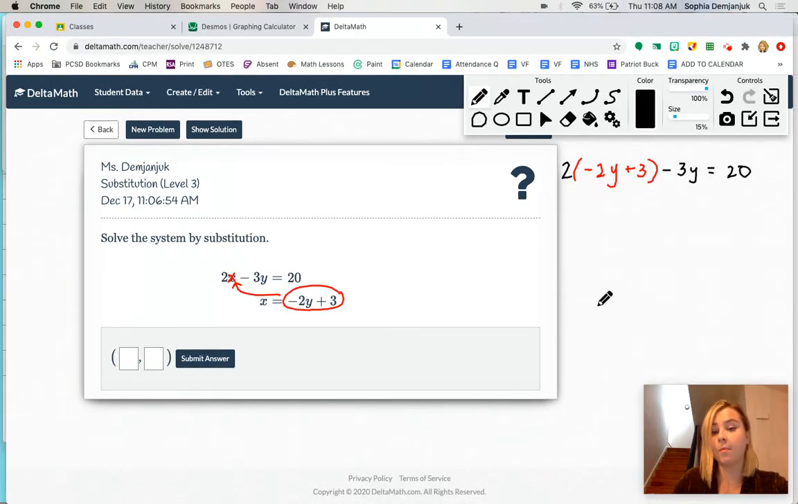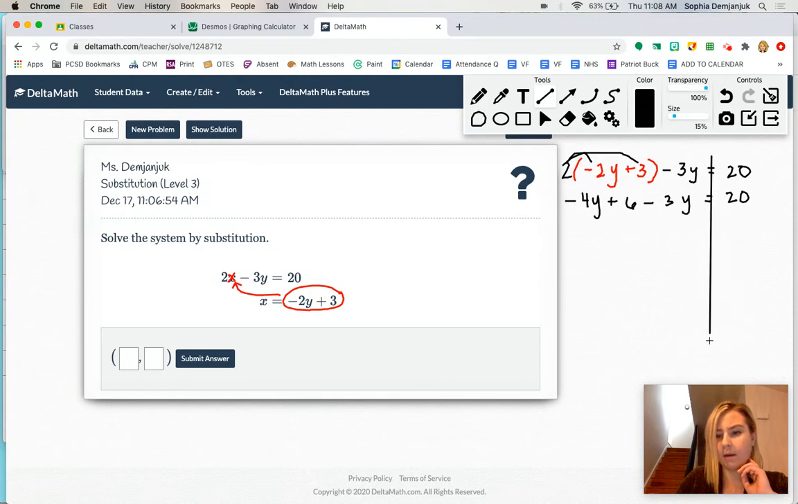Once you have it set up, your goal is to solve your equation so you have the letter all by itself. So you first distribute. 2 times negative 2y is negative 4y. 2 times 3 is 6. Bring down the minus 3y equals 20. I like to keep my equation separated by a line so I can see which side is where.